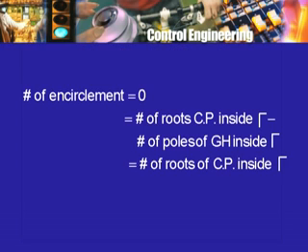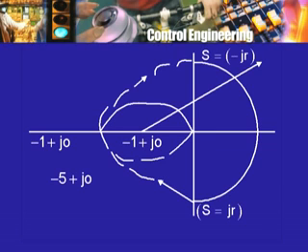However, in our case there are no poles of GH in the right half plane, and therefore this number is 0, and therefore this is simply equal to the number of roots of the characteristic polynomial inside gamma. So, the number of roots of the characteristic polynomial inside gamma is simply 0, which means that for this particular value of k, for which the polar plot or the image of the Nyquist contour looks like this, the closed loop system using proportional and integral feedback is stable.